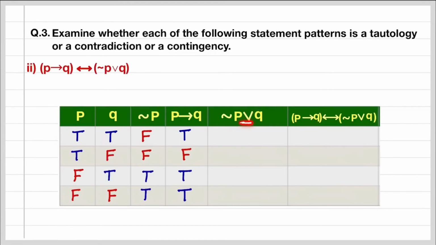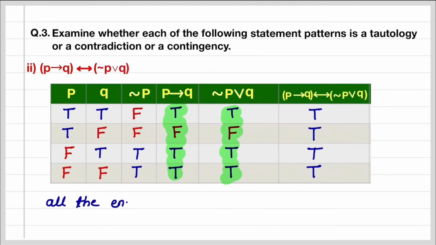Now we have to take the disjunction of negation of P and Q. When both the statements are false, disjunction is false, otherwise it is true. That means the second entry is false and all other entries are true. Now take the biconditional of these two statements. We know biconditional is true when both the statements have the same truth value. If we observe these two columns, they have all the entries the same. Therefore, their biconditional is always true.